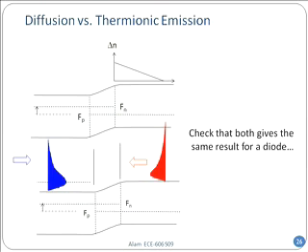Now what I want you to do is, when you go home, check for yourself whether you really understood how this calculation was done. I did it for a metal semiconductor junction, right? And I got this result, whatever the result that I just showed you before.